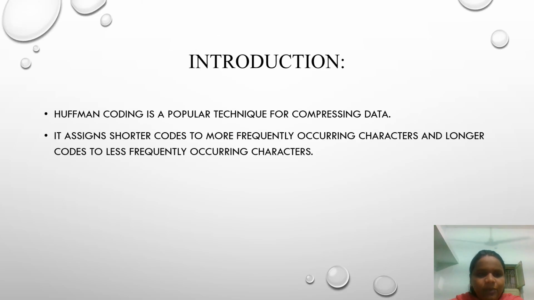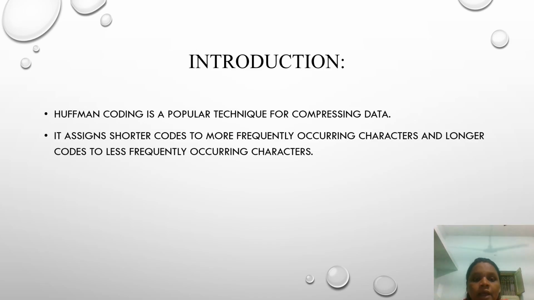Basic introduction: Huffman coding is a popular technique for compressing data. By this, we came to know that Huffman coding is used for compressing data. Compressing data means we are reducing the size of the data. Huffman coding assigns shorter codes for more frequently occurring characters, and it assigns longer codes for less frequently occurring characters. This is the main advantage of this coding.